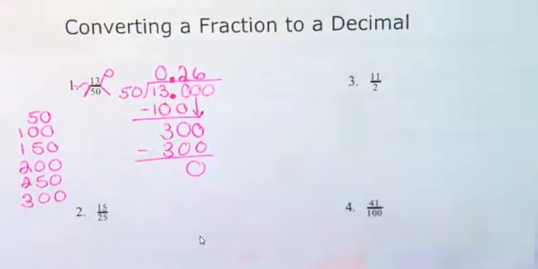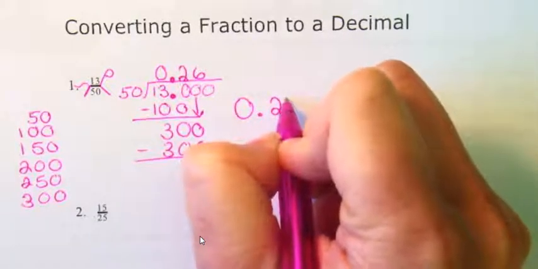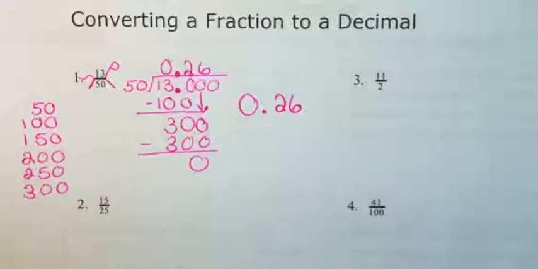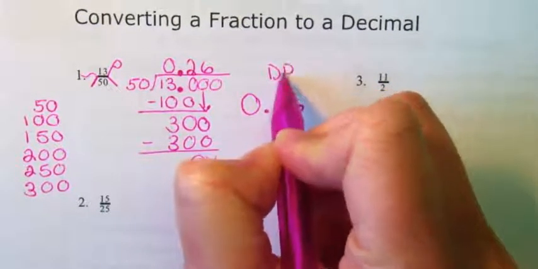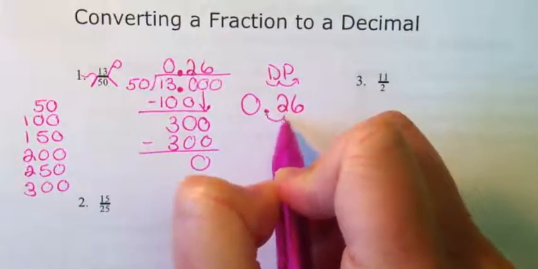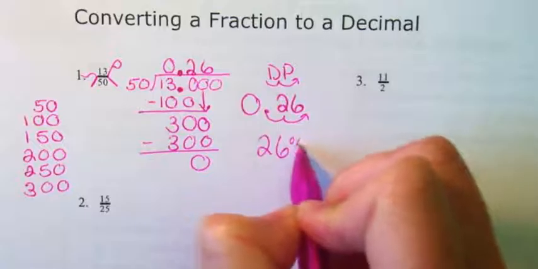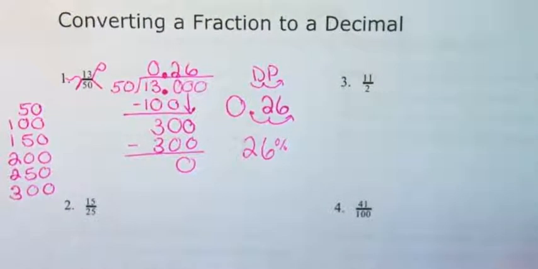So we are left with 0 remainder. We don't need to bring down our decimal. So 13/50 as a decimal would be 0.26. And while this is not part of what we have to do, remember if we wanted to turn this into a percent, we would just move 2 spots this direction, so it would become 26%. But we can leave it as a decimal. Our activity said fraction to decimal.